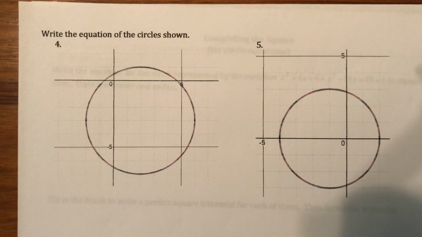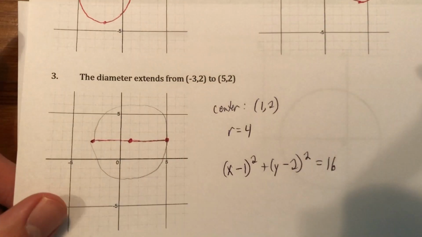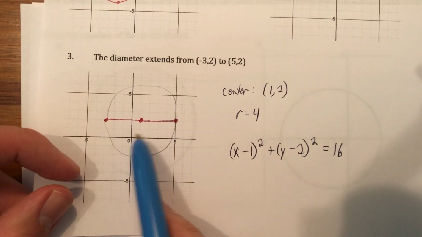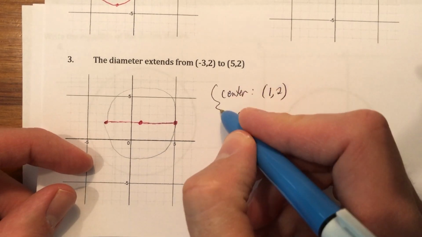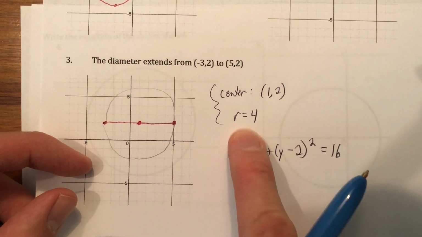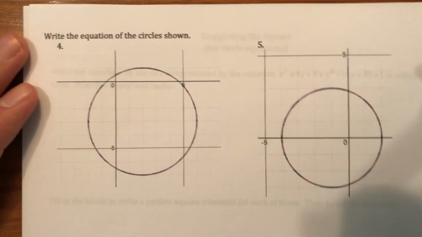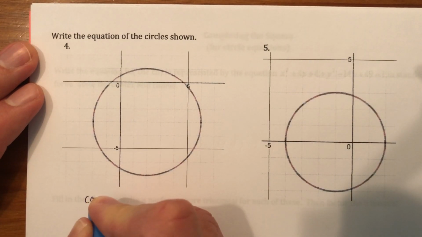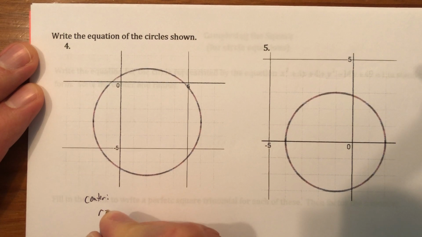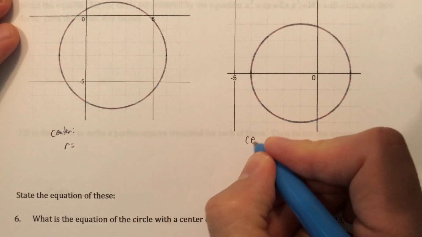All right, we have a couple circles drawn, and now we have to write the equation. Well, here's the deal. Let's go back to this one. If I give you a graph, we just need to find the necessary components in order to write the equation. So here goes. By the time I'm done with this thing, I better know my center, and I better know my radius. And we'll do that for this one as well.